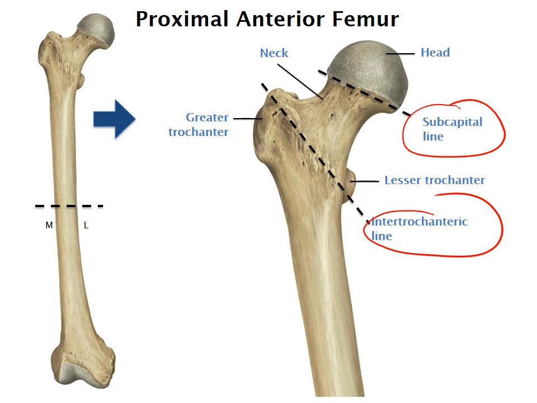The subcapital line is at the junction between the femoral head and the neck, and the intertrochanteric line runs between the greater and lesser trochanters. Fractures are extremely common in the neck of the femur.